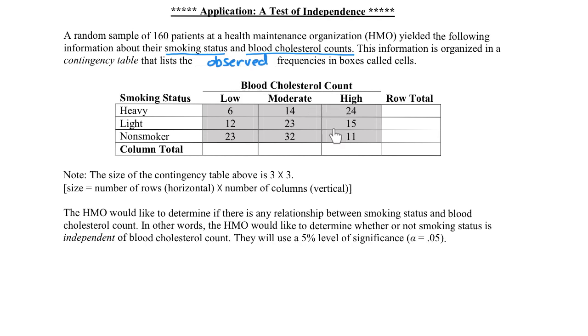It's just the shaded areas that count for the size. So this is a 3x3 table. The HMO would like to determine if there's any relationship between smoking status and blood cholesterol count. In other words, the HMO would like to determine whether or not smoking status is independent of blood cholesterol count. They're going to use a 5% level of significance. So we're checking for independence. Is there some sort of relationship between these two or not?